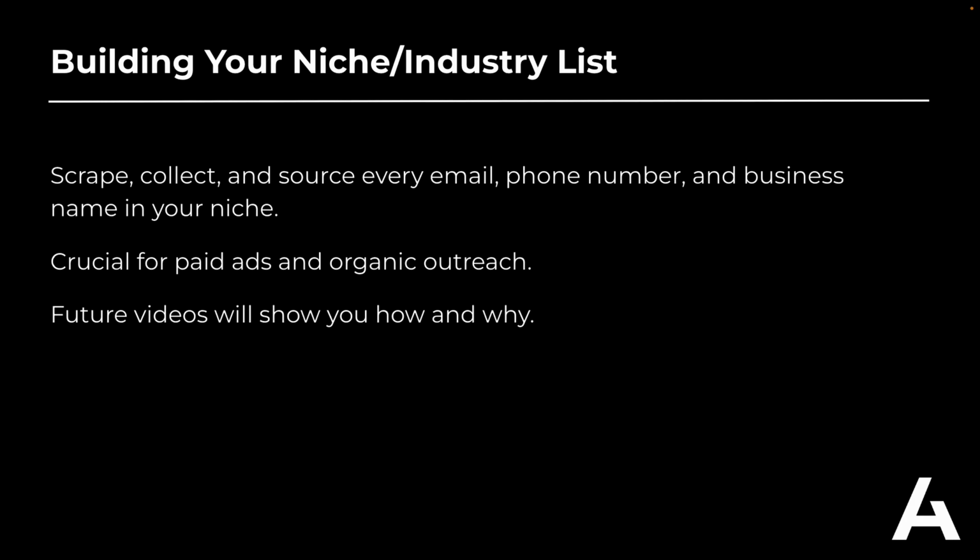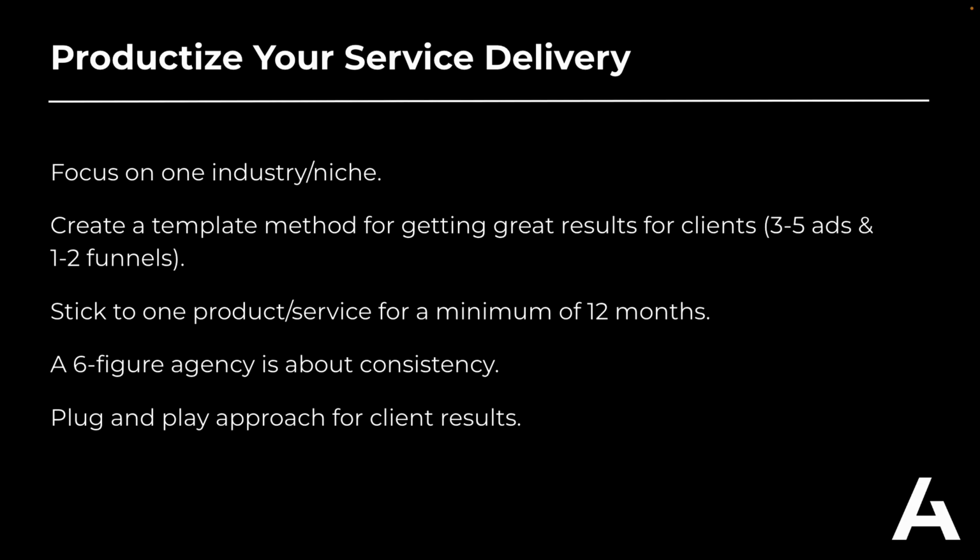Building your niche industry list. Scrape, collect, and source every email, phone number, and business name in your niche. This is crucial not only for paid ads, but for organic outreach also, and in future videos we're going to get into this as well. So just remember, when you're scraping lead lists and looking for company emails, you're looking for key decision makers, phone numbers, names, things like that. Keep all of that information together in a Google Sheet, as that will be vital down the line. And the more volume you have, the better it will be for you and your agency.